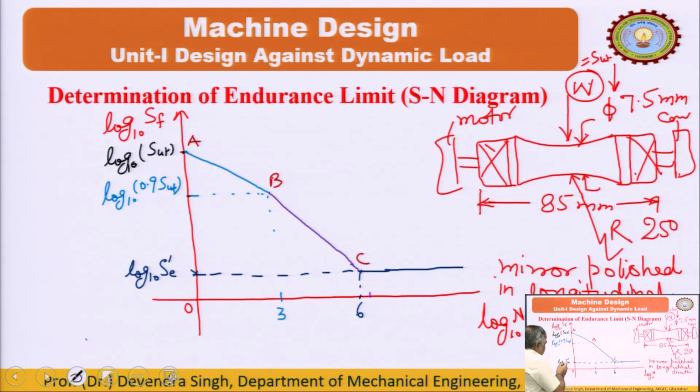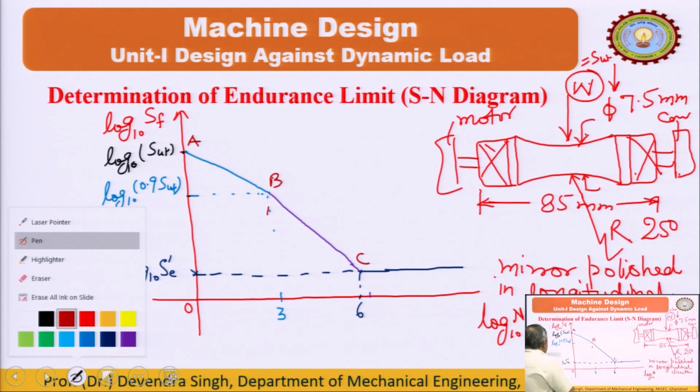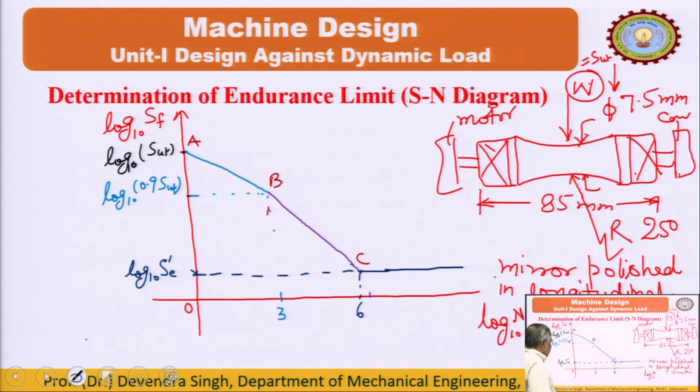So, this is the endurance limit. This is our SN diagram. In the SN diagram I have defined this endurance limit. What is endurance limit? Endurance limit and endurance strength are the same. One more term is the fatigue strength. Fatigue strength is defined corresponding to a finite life.